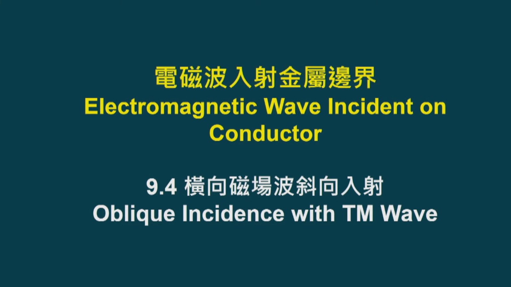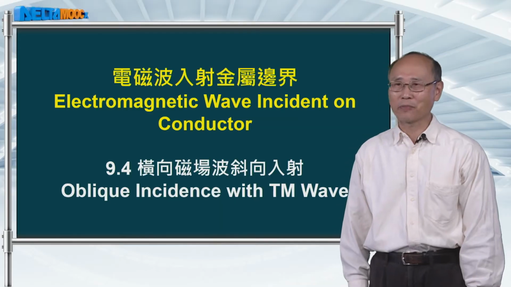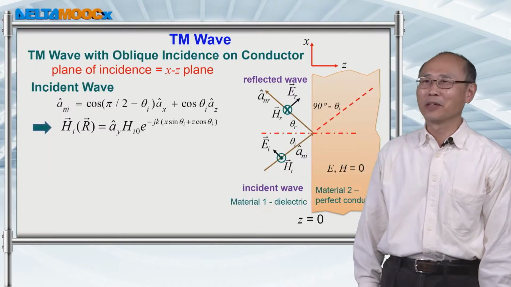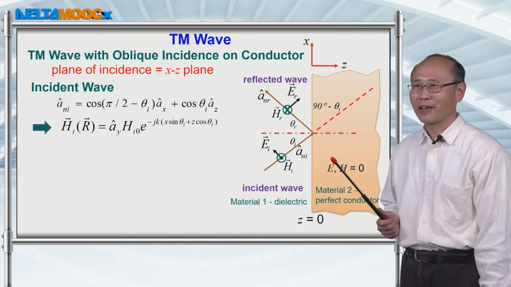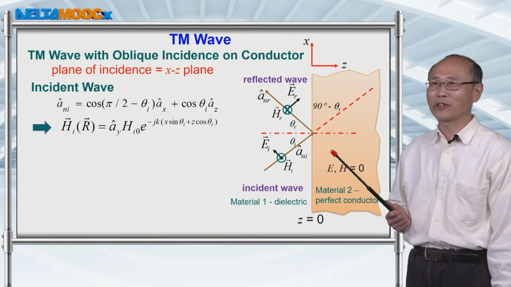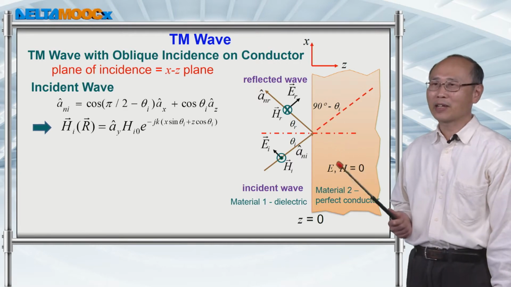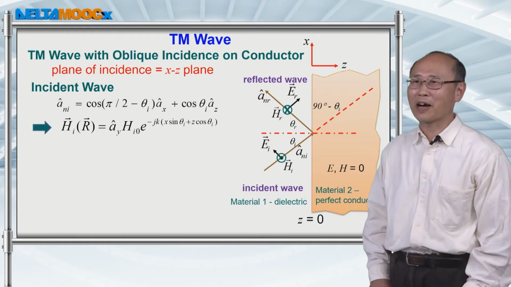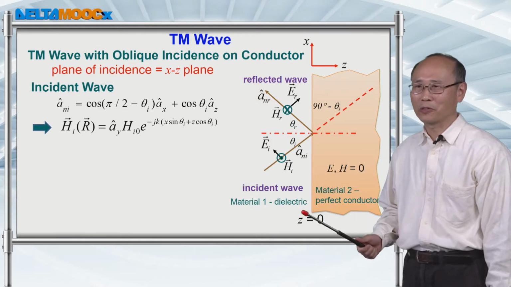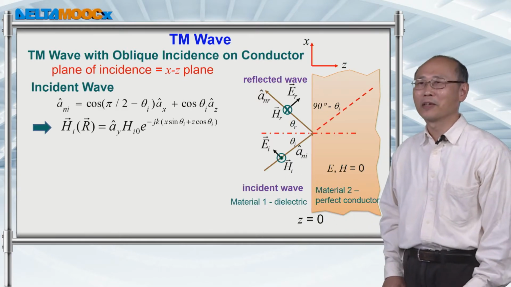In this session, we want to deal with the TM wave incident on a conducting boundary at an angle. And so let's first look into this scattering configuration. On the right-hand side, you have a piece of perfect conductor. And on the left-hand side, it could be vacuum or a piece of dielectric material.